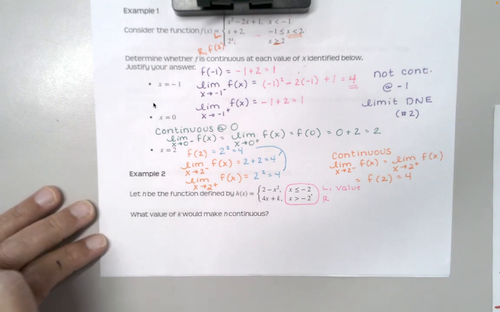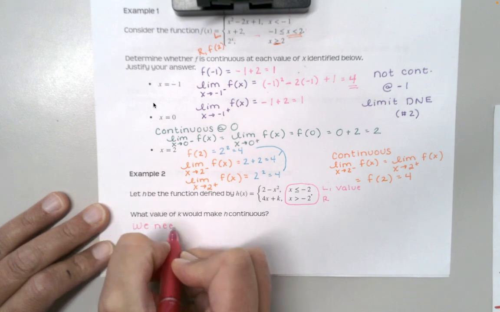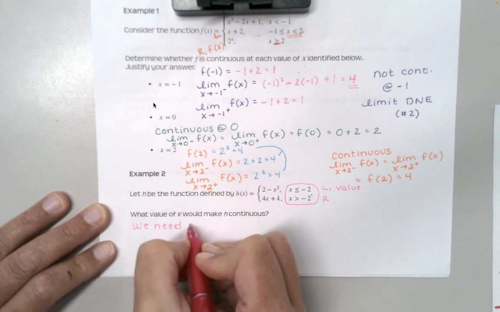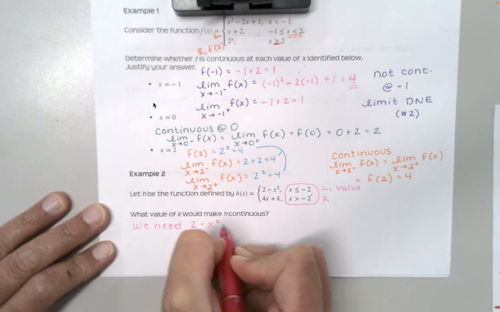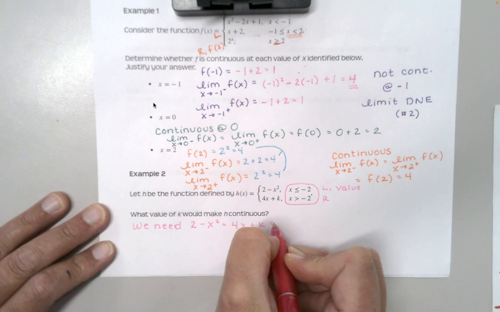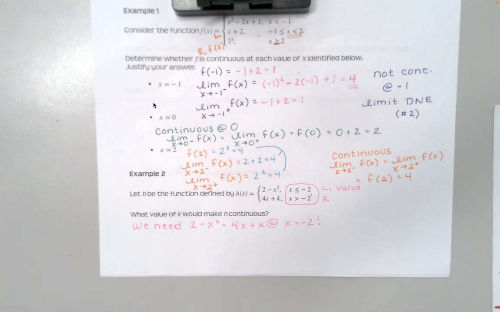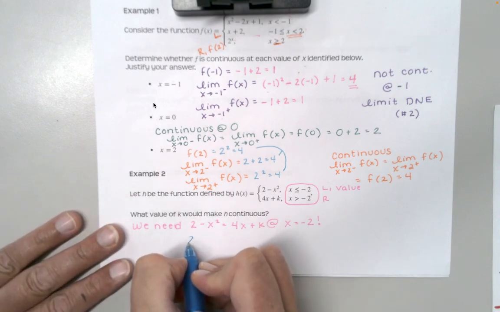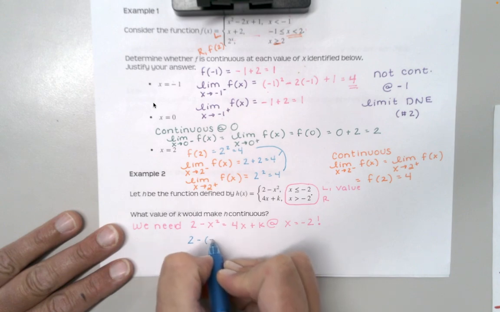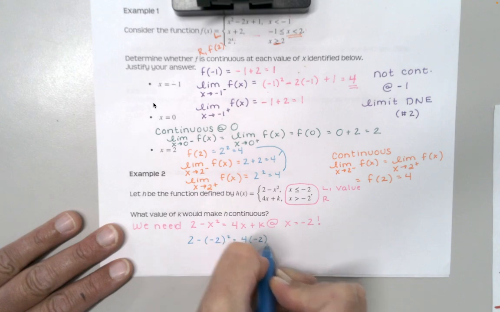And sometimes I actually write that out in a sentence, just so we understand this. For the sake of your notes, that might be helpful. So what we need to have happen is we need that 2 minus x squared to be equal to the bottom half, the 4x plus k, at x equals -2. So we're going to solve for k, but what we have to realize here is that this -2 needs to go in for x. Okay, so my setup here is going to be 2 minus -2 squared equals 4 times -2 plus k.